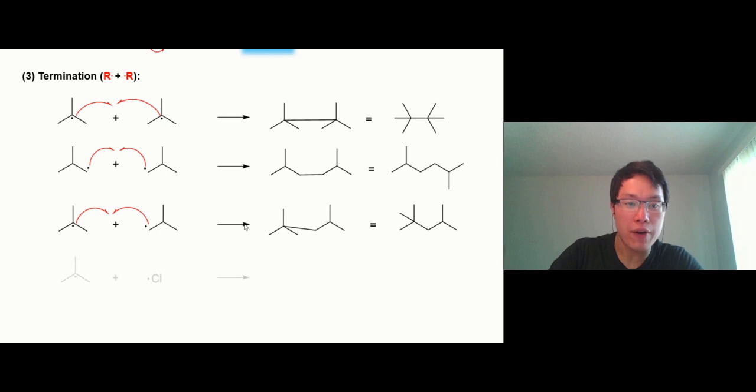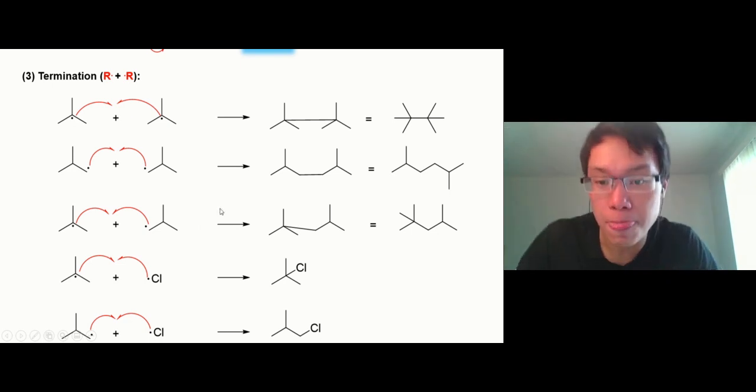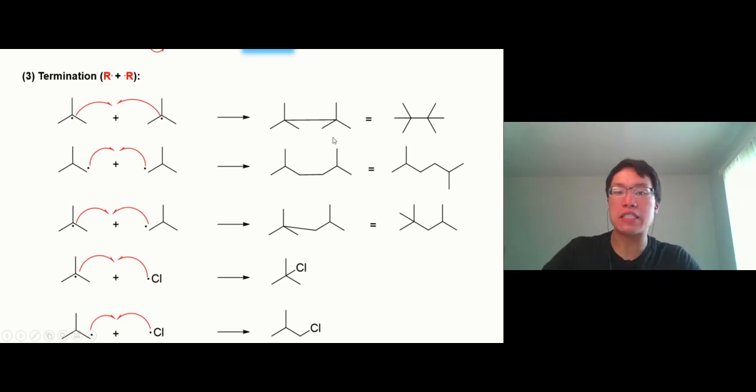What else? Oh, chlorine radical. Haven't done chlorine yet? Yeah. So tertiary attacks chlorine radical, or primary attacks chlorine radical. This one, termination, is not a big deal. The most important parts are one, the initiation, how you make radicals, and two, the propagation, how you make the product. Termination is just probabilities. Any radical can attack one another.